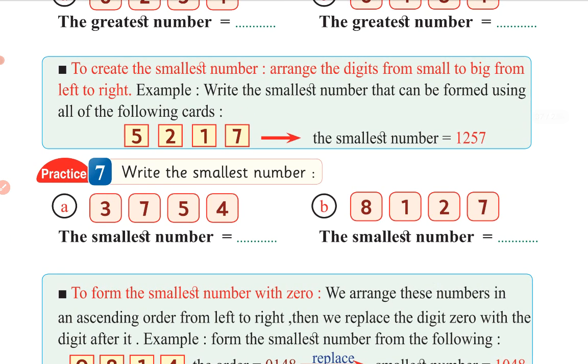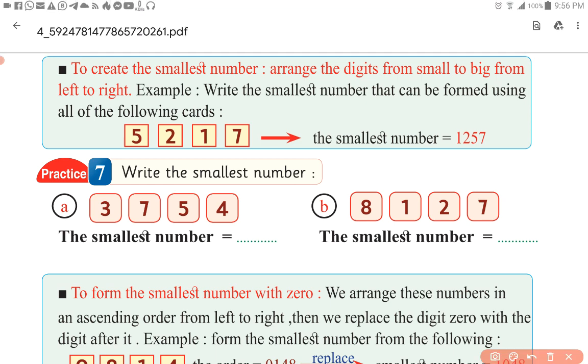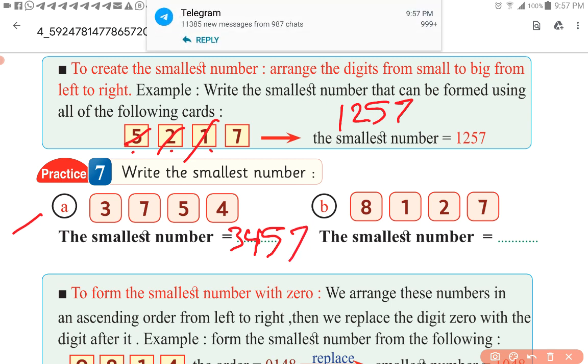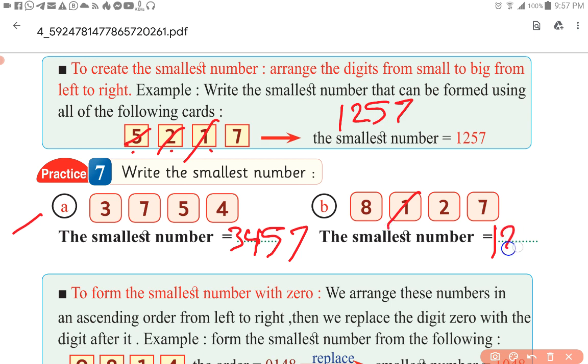Now, to write the smallest number formed from digits, I start with the smallest of them, write it at left, and then continue with the larger ones until I reach the biggest. To write the number formed from 5, 1, 7, 2, start by 1, then 2, then 5, then 7. To read the number, 1257. Here, write the smallest number formed from the digits 3, 7, 5, 4. Start by the smaller 3, then 4, then 5, then 7. To read the number, 3457. And here, put 1 at first, then 2, then 7, then 8. It will be 1278.